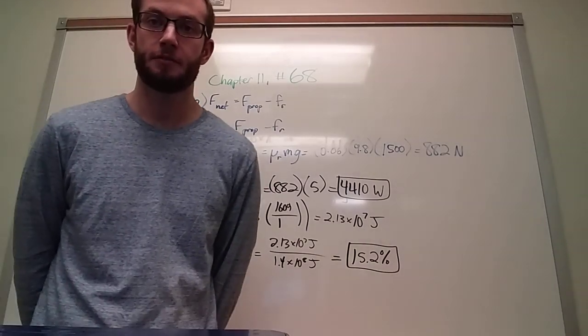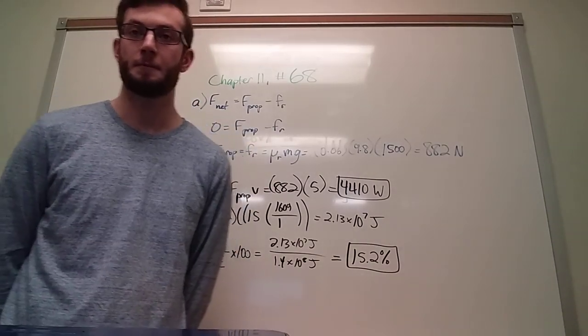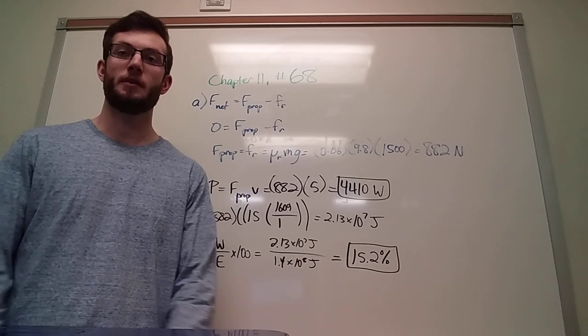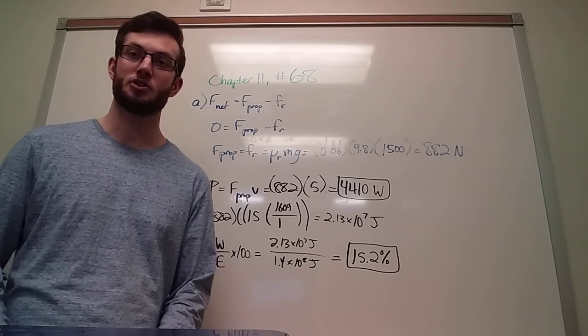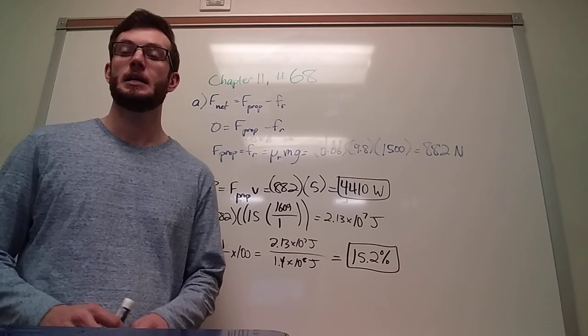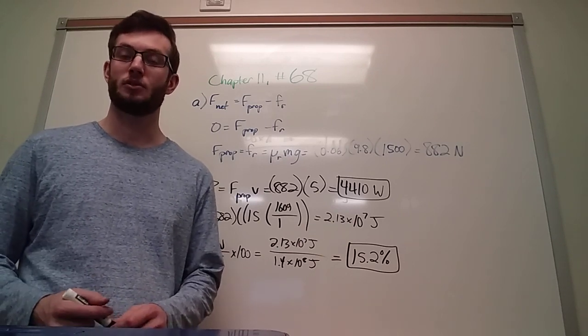Hi, this is an explanation for problem number 68 in chapter 11. This problem reads, driving on asphalt roads entails very little rolling resistance, so most of the energy of the engine goes to overcoming air resistance. But driving slowly in dry sand is another story.